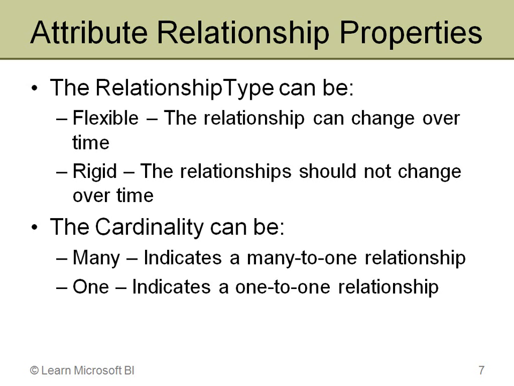But on the relationship type, flexible is the default, and it says that this relationship can change over time, whereas rigid says the relationship should not change over time. So take, for example, a person living in a city. Is that flexible? Absolutely. A person can move from one city to another. On the other hand, should a city move from one state to another? Okay, yes, technically that has happened before, but in general, no, that shouldn't happen. A state or a province should not move from one country to another. So those would be rigid relationships.